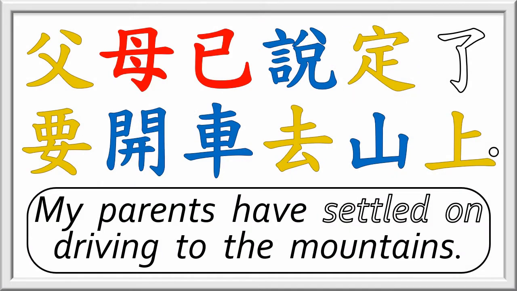说定 means to settle on or agree on a matter, similar to 搞定 from an earlier lesson. 父母已说定了要开车去山上. My parents have settled on driving to the mountains.